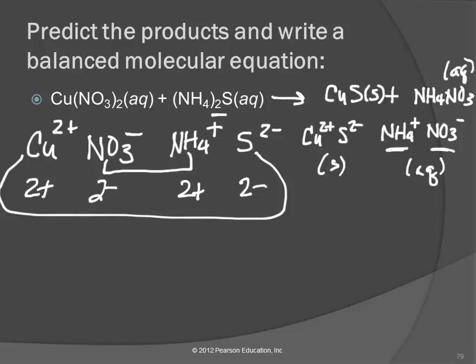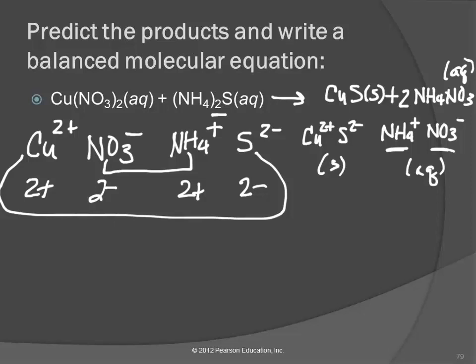That's aqueous. And then we have to look at the equation and balance it. So on the left, there's 1 copper. On the right of the arrow, there's 1 copper, so that's okay. On the left, there are 2 nitrate ions. And on the right, there's only 1. I can fix that by putting a 2 in here. That multiplies ammonium nitrate by 2. Now I have 2 ammoniums and 2 nitrates.